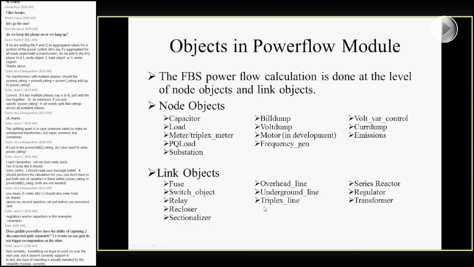We have a special line type for that that helps capture some of the capacitive effects. Regulators and transformers. Then there's things like series reactors, reclosers, relays, switches, fuses, things that aren't used quite as often, but they still have the functionality. And a lot of these things like reclosers and sectionalizers really don't do a whole lot in terms of the base power flow, but they interface with the reliability module if you want to do reliability studies on your system.